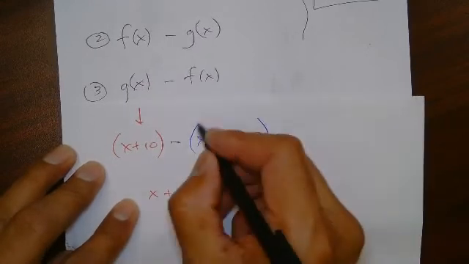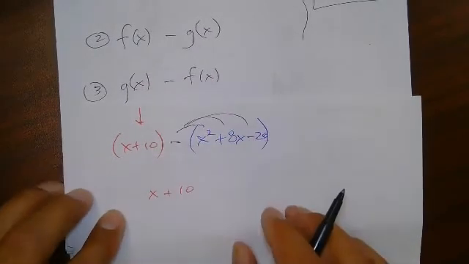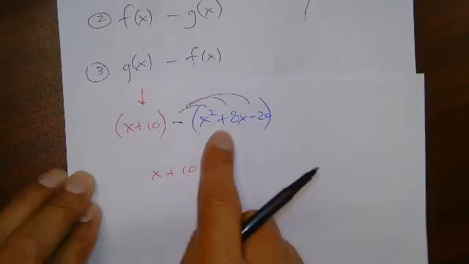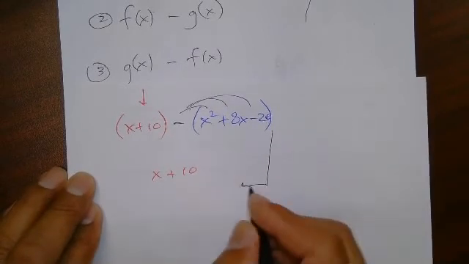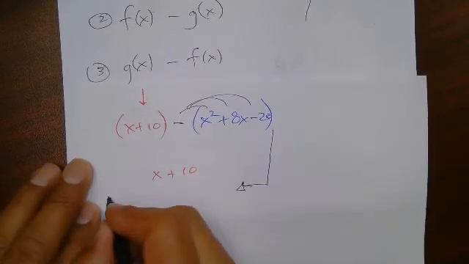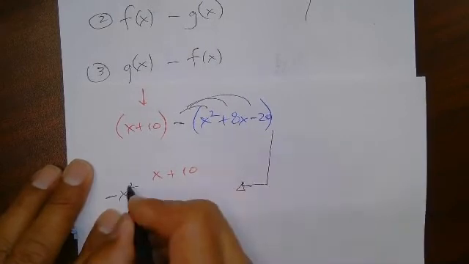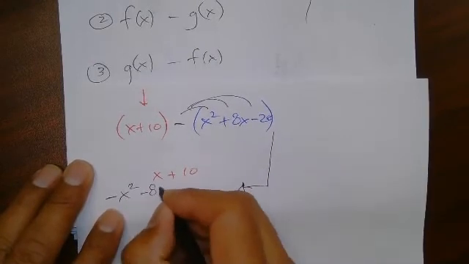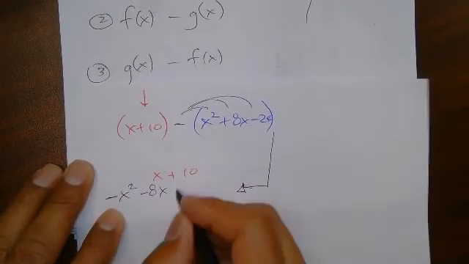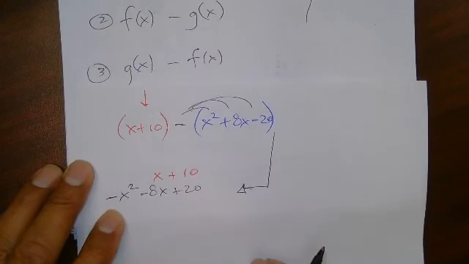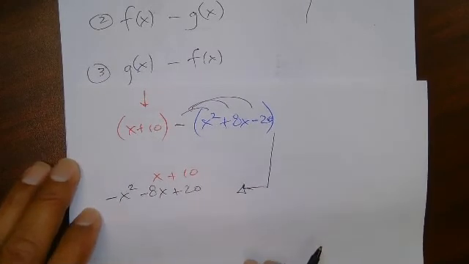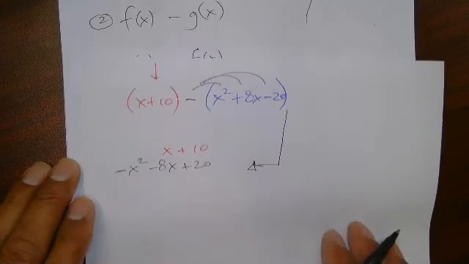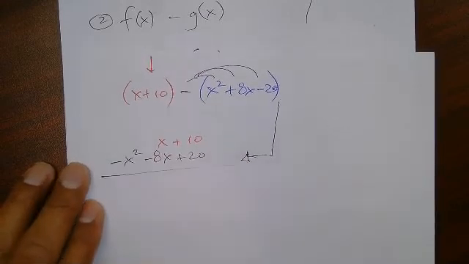But when you distribute the negative here, what's going to happen? Well, it's not going to be this anymore. It's going to be negative x squared minus 8x plus 20. You guys agree? Is that right? Is that good? Am I going too fast, Mario? Nah, too easy. Easy stuff.